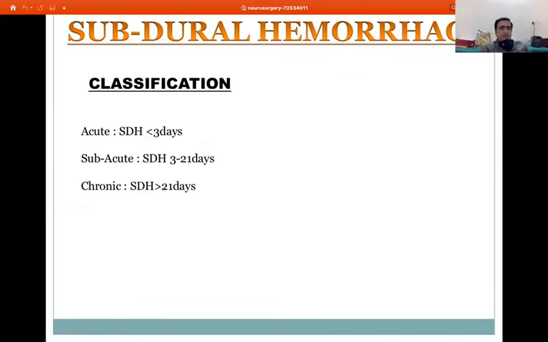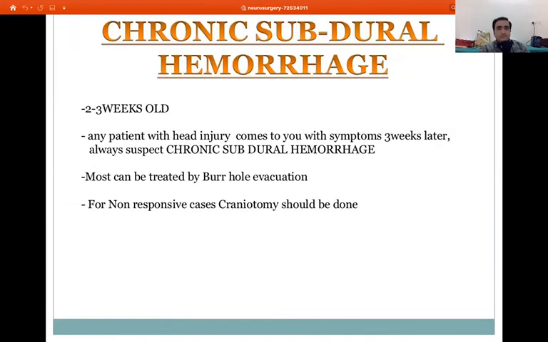The type depends on the days after the injury: it may be acute, subacute or chronic, depending on the time elapsed after the injury. Acute is less than 3 days, subacute is 3 to 21 days, and chronic is more than 21 days.